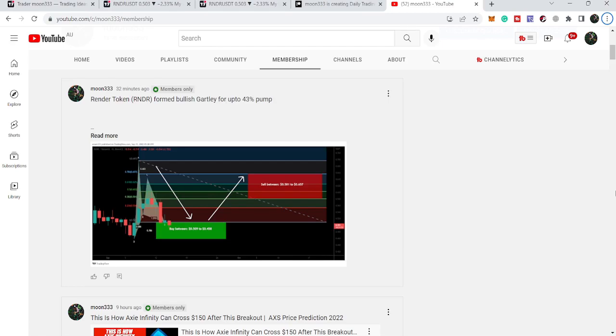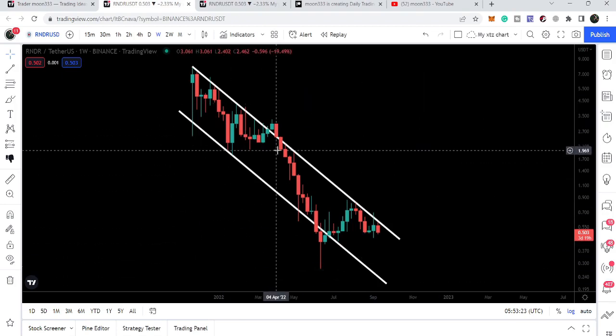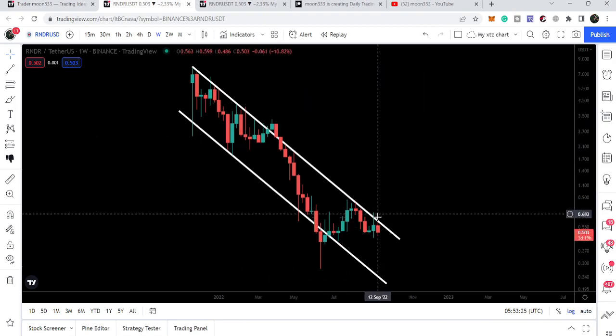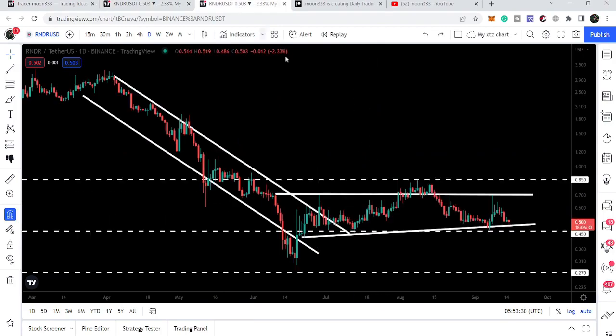Hope you're well and welcome to the new update on Render. In today's analysis, we will once again take a look at this big down channel on the weekly time frame chart. And you can see for the past several weeks, Render is again and again trying to break out the resistance of the channel. And here you can see Render has formed another ascending triangle. We have an uptrend line support and a horizontal resistance as well. And we will also take a look at this move.